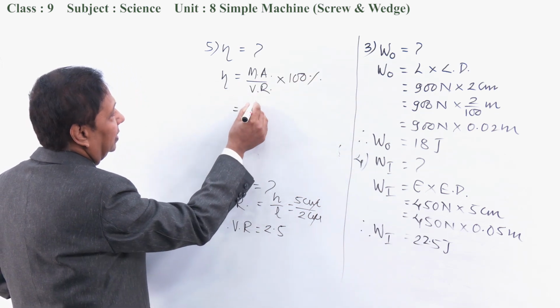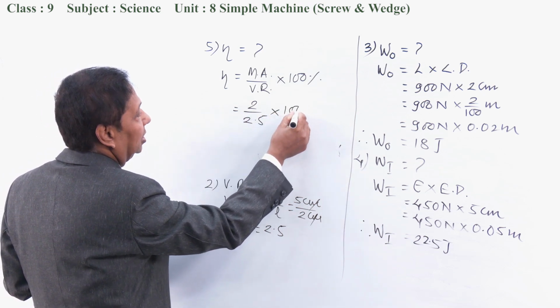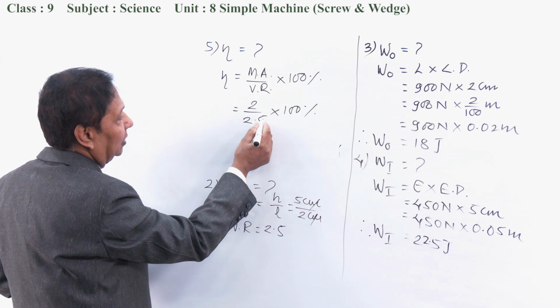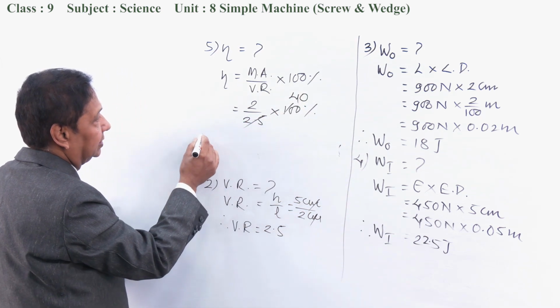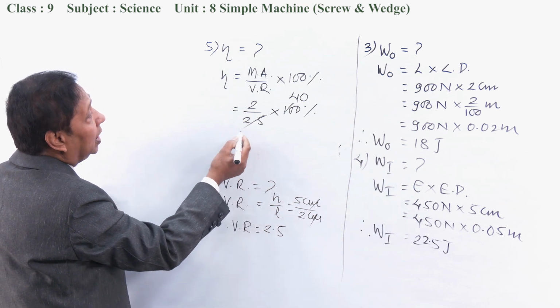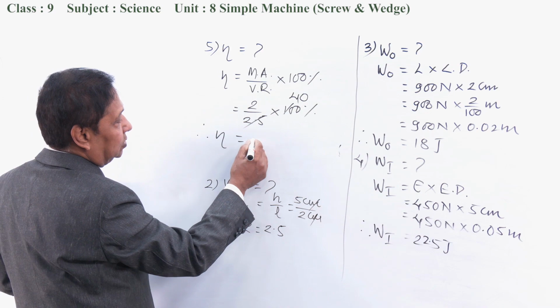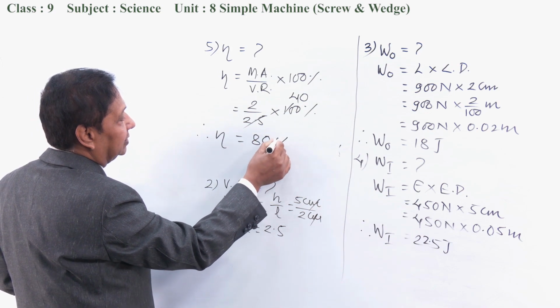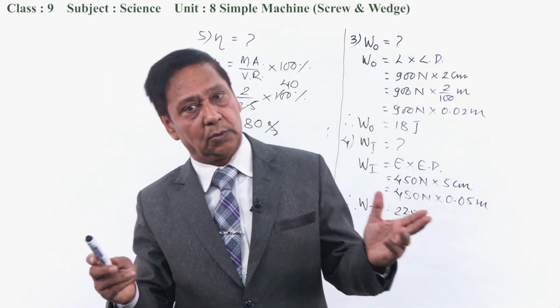Now mechanical advantage is 2, velocity ratio is 2.5, and we have to multiply it with 100%. Now 25 4s are, but here we have a point, that's why we can write here 0. You can use a calculator. Now eta is equal to 40 2s are 80%. This way we can solve the numerical problem related to the wedge.